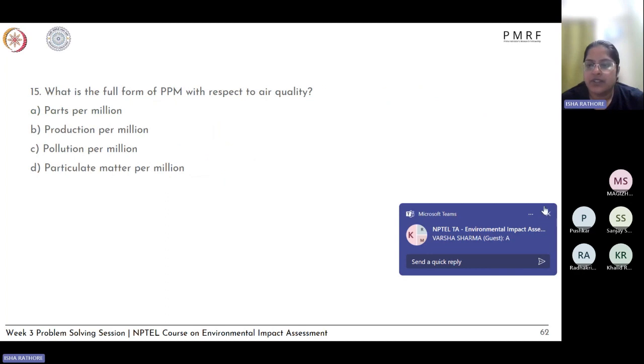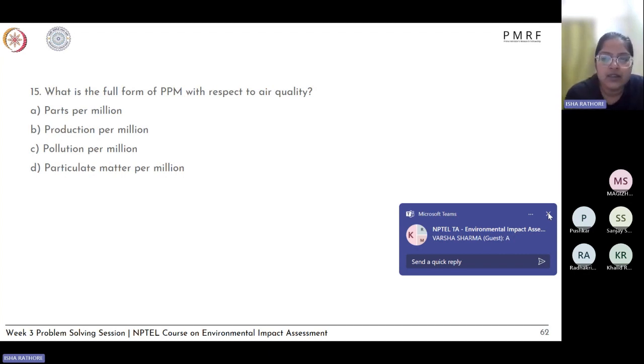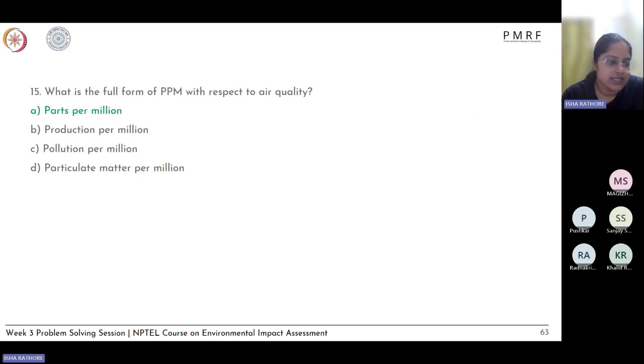What is the full form of ppm with respect to air quality? Is it A, parts per million, B, production per million, C, pollution per million, or D, particulate matter per million? Okay, so we have an answer A. Okay, so A is the correct answer. So ppm stands for parts per million, and it's the expression of concentration of the air pollutant which is present in a particular volume of air. So that many parts per million volume of the air. Okay, so ppm is parts per million. A is the correct answer.